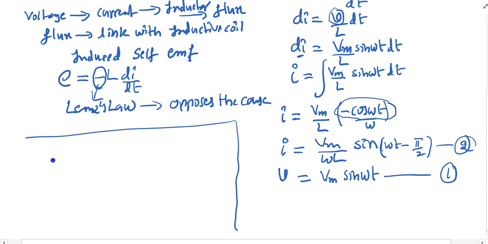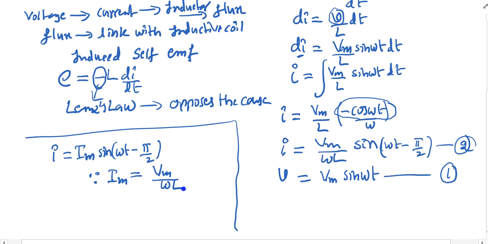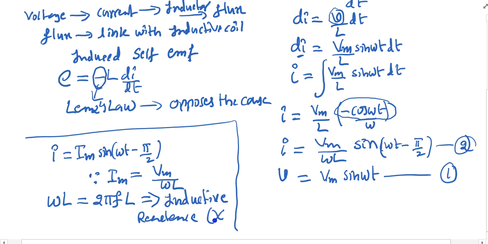So this I can also write as Im sin(omega t minus pi by 2), where my Im is Vm by omega L. What is this omega L term called? Omega is 2 pi f, and this omega L is also called inductive reactance, named as XL. X suffix L is called inductive reactance.